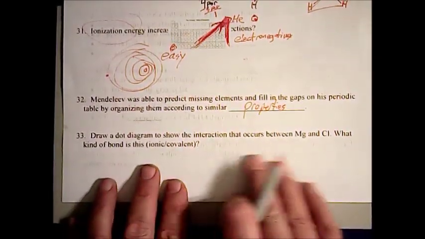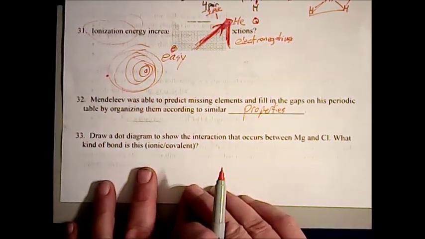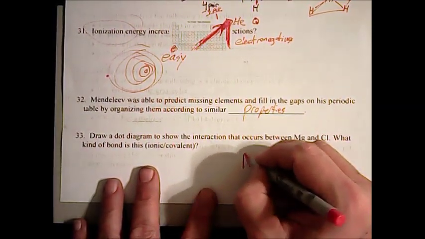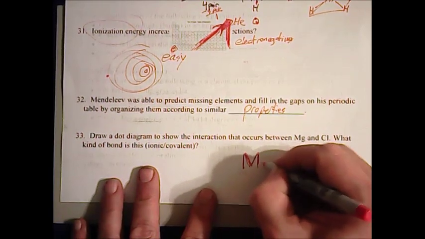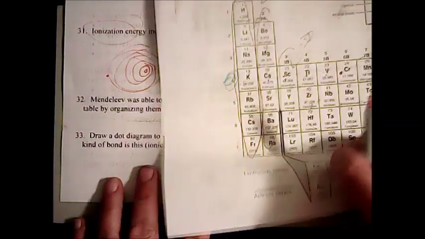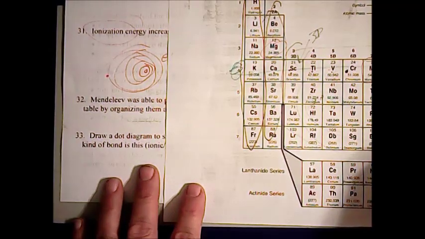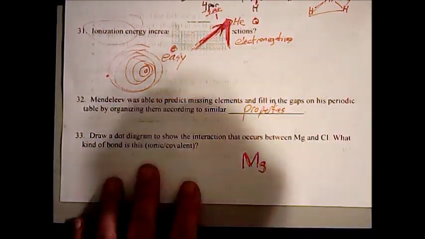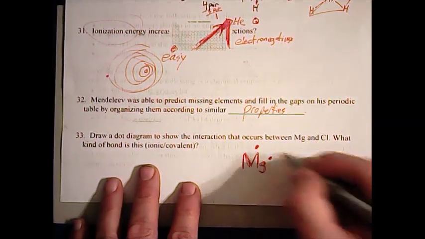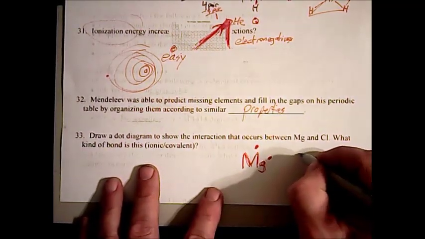Number 33, draw a dot diagram that shows the interaction between Mg and Cl, and what kind of bond is this, ionic or covalent? The first thing we'll do is draw Mg. Here's Mg on our periodic table, and we can see that it has two valence electrons. Let me draw those two valence electrons. It doesn't matter where I put them as long as I spread them out. Then let's also draw chlorine.